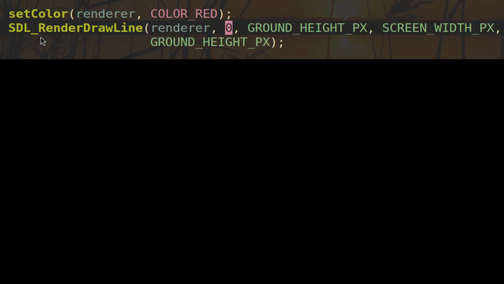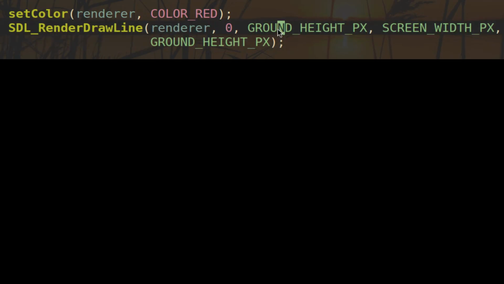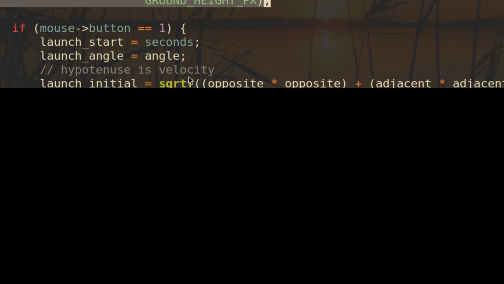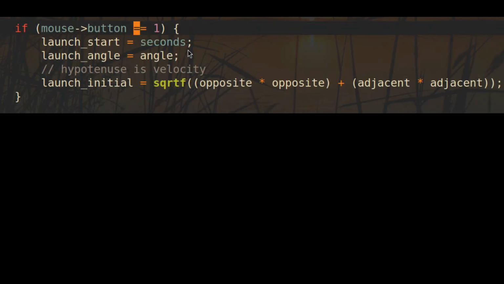No, this line is, what line is this? Ground height. Oh, this is just drawing the ground. That's what this is. And it's just going to draw the ground red. And then when our mouse, I think it's 1 is when it's clicked, then we're going to get the start time for the launch. And then we're going to get the angle.